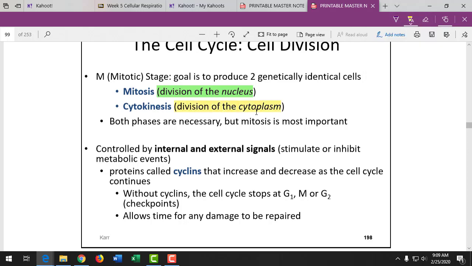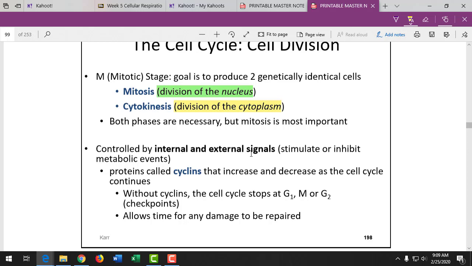So if we define the word mitosis, it's division of the nucleus, and cytokinesis is defined as division of the cytoplasm. So mitosis divides the chromosomes, and cytokinesis pinches off that plasma membrane and divides the cell into two parts. So we need to take those replicated chromosomes and split them apart, so each side of the cell is going to get a copy of DNA.